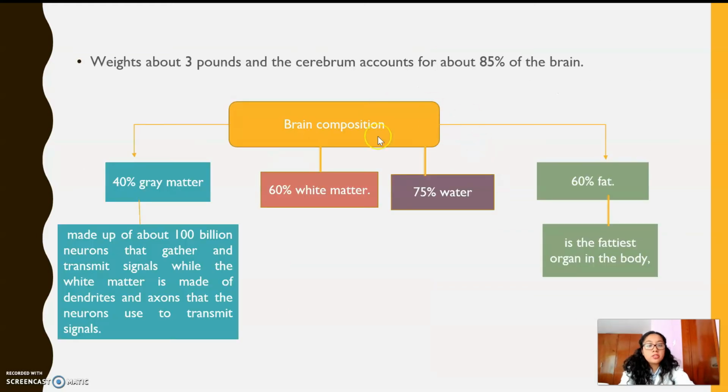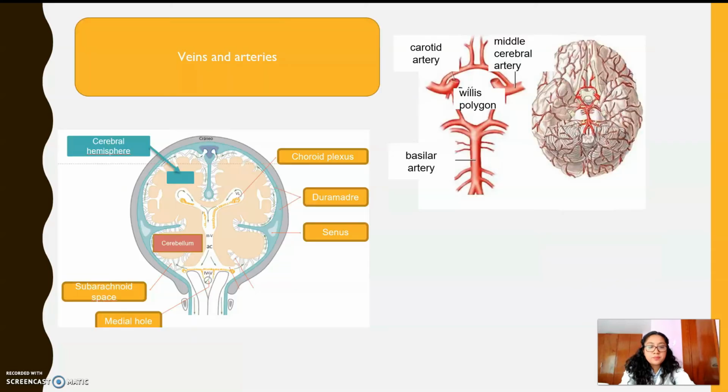Okay, the brain composition. The brain is composed of 40% gray matter, which are all the neurons, the 1 billion neurons we have, and 60% white matter, all the axons and dendrites that the neurons use to transmit signals and information. It is 75% water and 60% fat, the fattest organ in the body. That is why many people say you need to eat a lot of nuts.